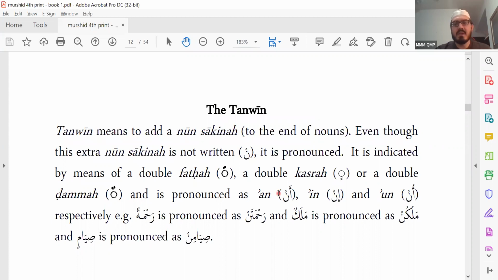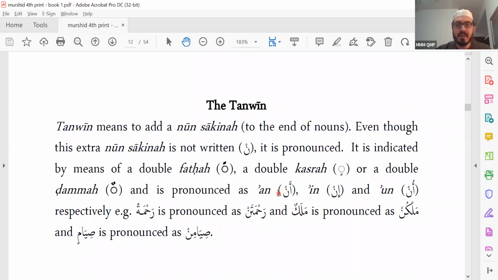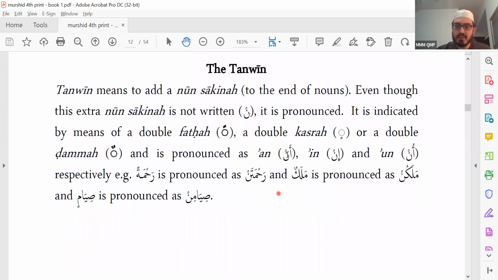Tanween is basically double fatha, double kasra, or double dhamma. So instead of writing the noon with a sukoon every time, look here, rahmatan, there are two fathas, tanween. As opposed to writing with a noon sukoon, you can just put two fathas. Malakun, two dhammas, instead of writing with a noon sukoon. Siyamin, two kasras, as opposed to the noon sakin.